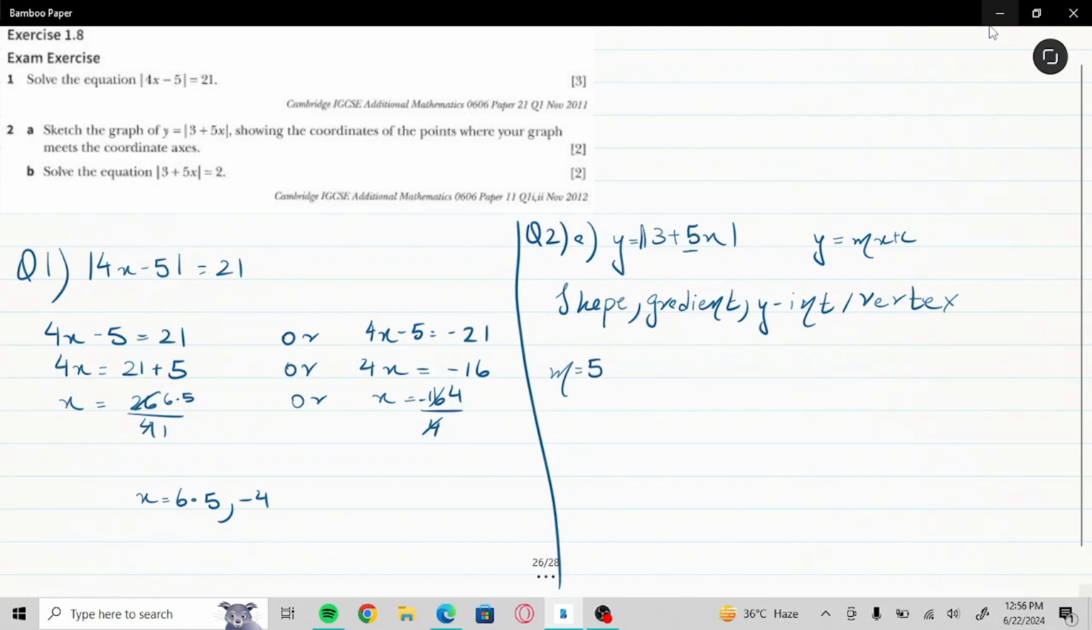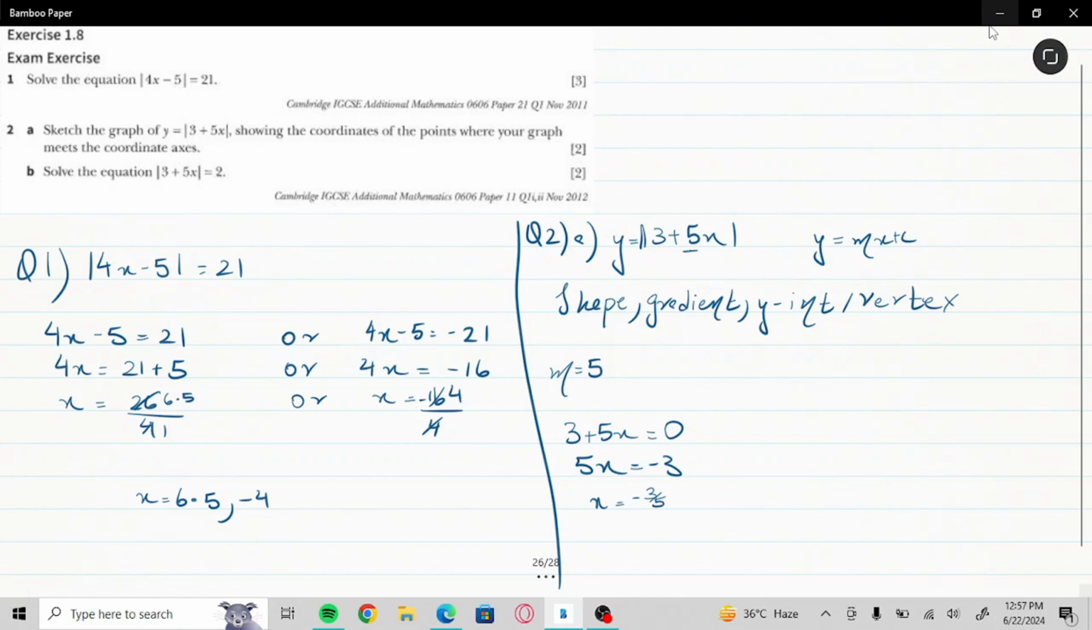The second thing we are going to find out is the point when y is equal to 0. So 3 plus 5x is equal to 0. We are finding the x coordinate of the vertex. How is that? Because I've told you we take out the modulus function and assign the value to be 0. It's explained in the modulus exercise. So 3 plus 5x is equal to 0, 5x is equal to negative 3, and x is equal to negative 3 upon 5.